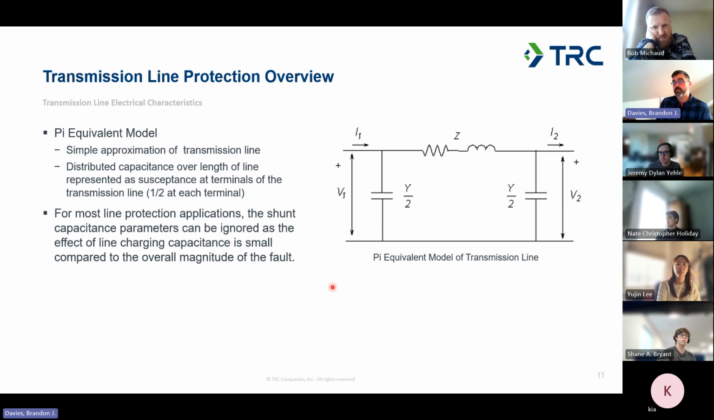And for most applications, other than a couple unique ones, we further simplify it and we completely ignore the shunt capacitive impact and only focus on the series impedance of the line. So we really try to simplify it as much as possible, because that line charging capacitance and the capacitive effects will have a minor, very small impact to the transmission fault response.